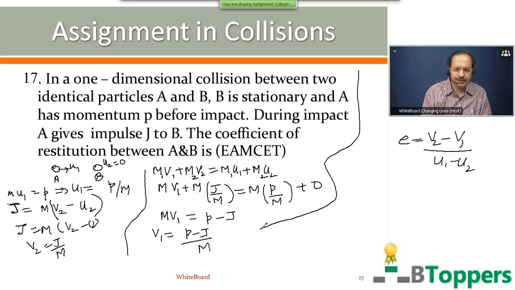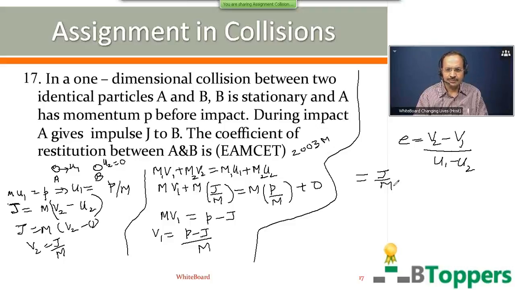Substitute all these values in this equation and simplify it. If you want to copy the solution of the problem, you can pause and copy the solution and complete the calculation part yourself. This problem was given in one of the previous MHT CET examinations, 2003. I think I remember it as 2003 medical. So v2 is J by m, v1 is (P minus J) by m, u1 is P by m, and u2 is 0. So you can simplify that.